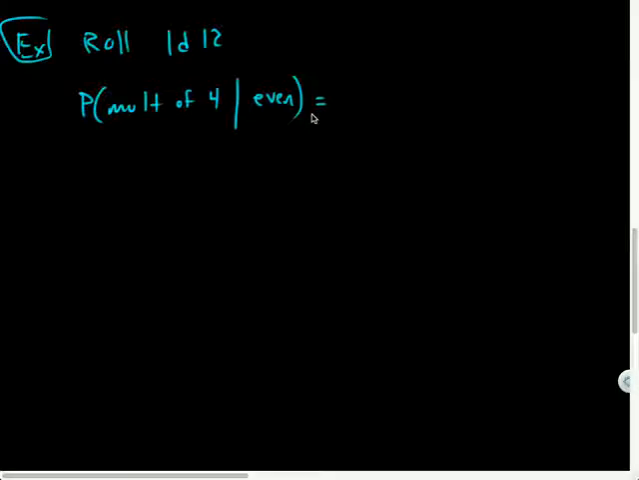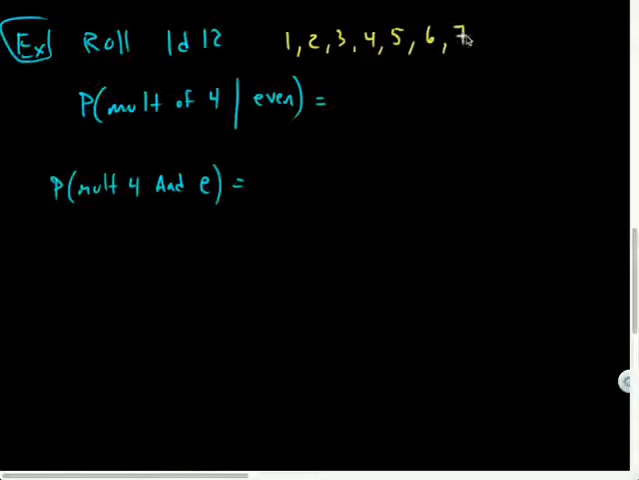Now, you might intuitively be able to answer this question already, just thinking about it. But let's see. What do I need to do? I want to find the probability of both occurring, right? Multiple of 4 and even. So I can write out my numbers: 1, 2, 3, 4, 5, 6, 7, 8, 9, 10, 11, 12.